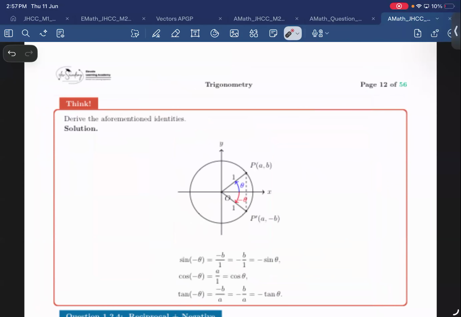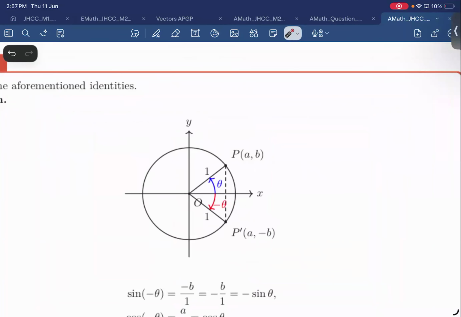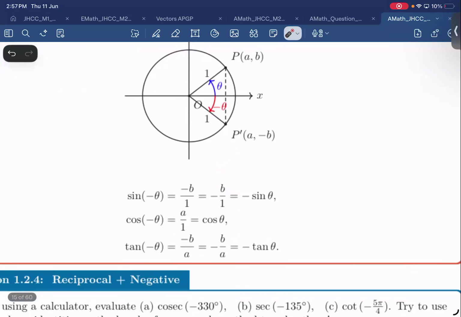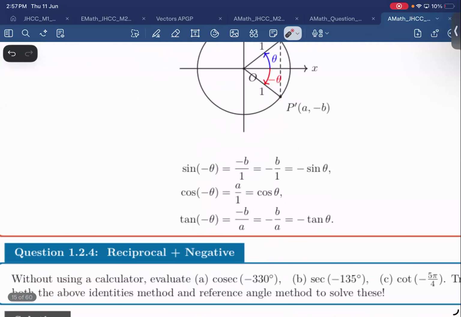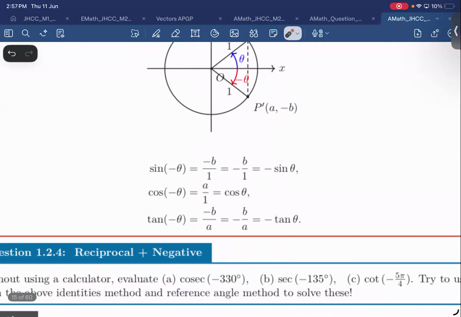But if you want to look at the picture, it will tell you how to derive it. If you draw theta, the angle measured anti-clockwise, and the negative theta is the same angle, but reflected downwards. Refer to it if you want to. It won't really be tested too much.